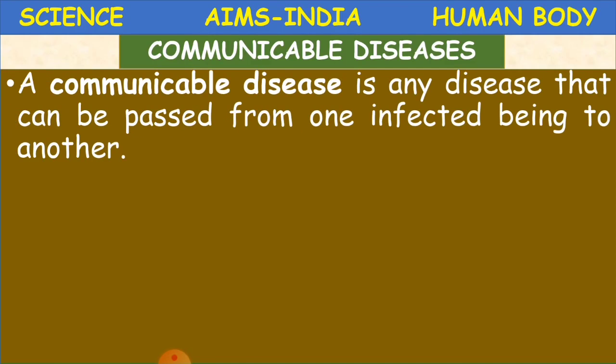And now let us learn about communicable diseases. This is any disease that can be passed from one infected being to another. That's what we said. If any person is infected with such a type of disease, that is a communicable disease. Communicable is a type of disease. So what happens? That infected person is able to transfer his disease to another person. So it is going to spread from one to another.